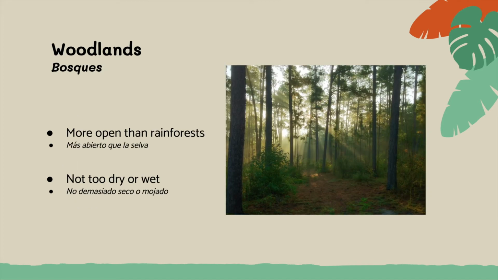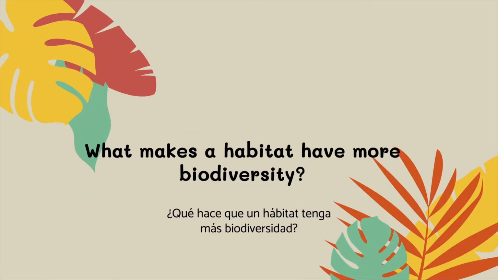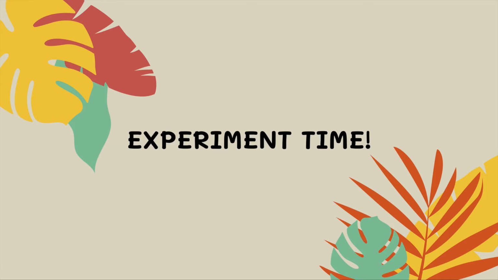Next we have the woodlands or the woods. These are more open than rainforests, but there still are trees and other plants, but it doesn't get as dry as a desert and it doesn't get as wet as a rainforest. What makes a habitat have more biodiversity than another habitat? That's what we are going to try to figure out in our experiment.